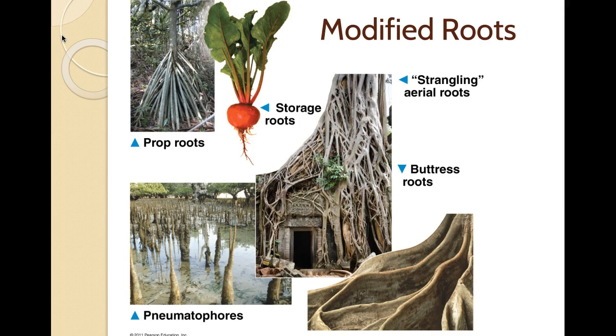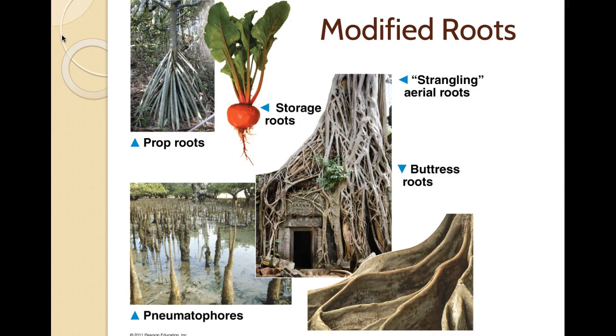Another type, just going across the top, are strangling aerial roots, and these types of root system, they take over. So you'll see it almost looks like a ginormous tree, but the root system of this plant has grown over a tree and essentially strangled out the tree with the root system. Another type is called the buttress root system, and this would be a type of plant that grows in nutrient-poor soil, so it needs to be above ground in order to obtain the nutrients in order to survive.